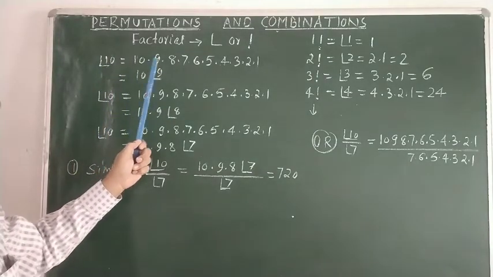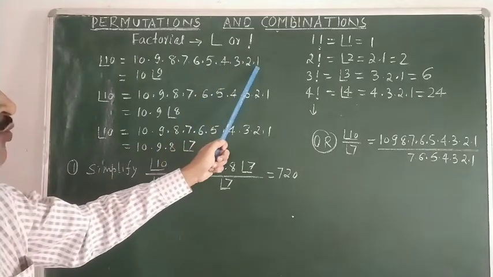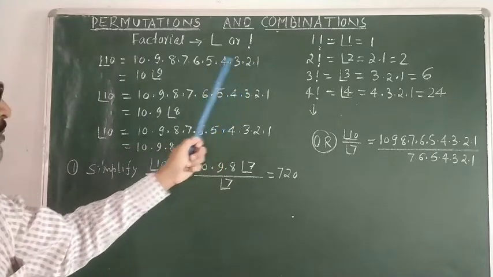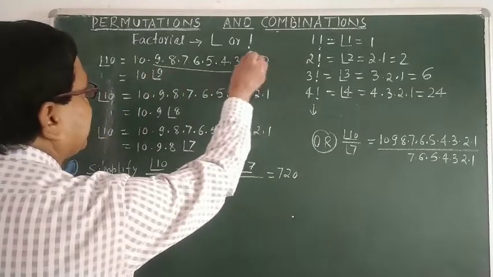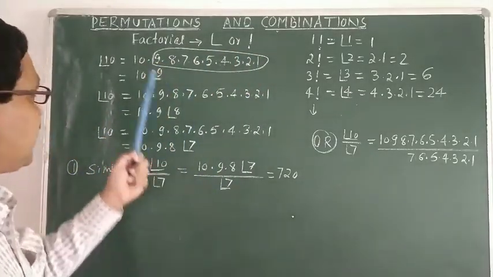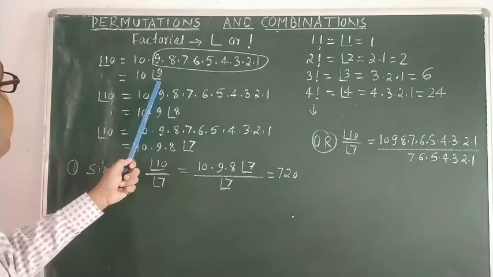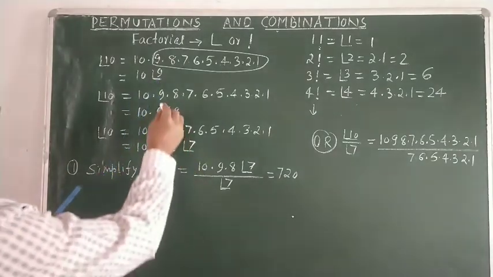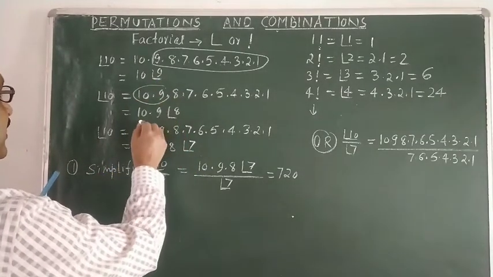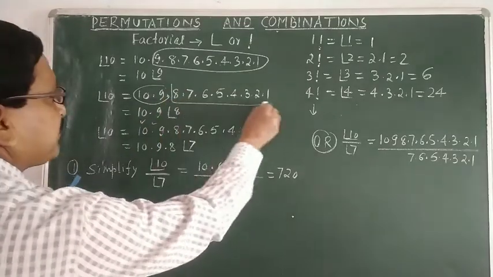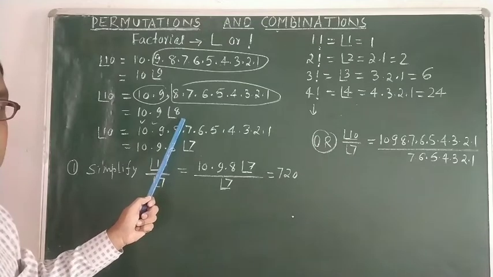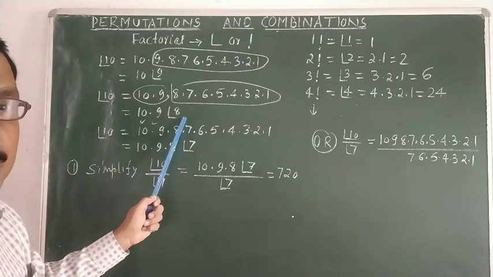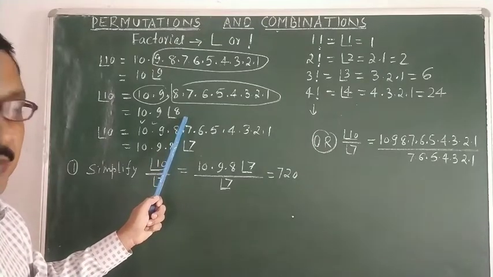Factorial 10 is 10, 9, 8, 7, 6, 5, 4, 3, 2, 1. If 10 is taken outside, the remaining is called factorial 9. So it is 10 × factorial 9. Similarly, if 10 and 9 both are taken common, then we are left with factorial 8. So this is 10 × 9 × factorial 8. This type of habit will be helpful to you to do the further problems.